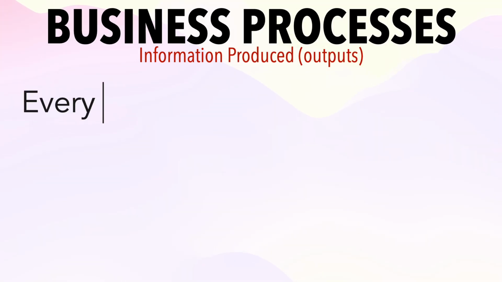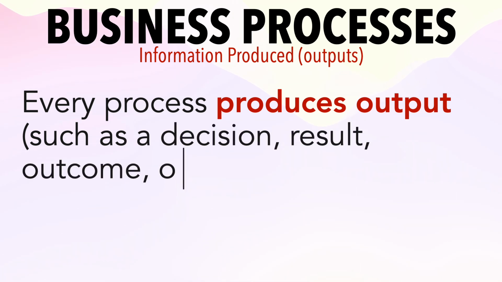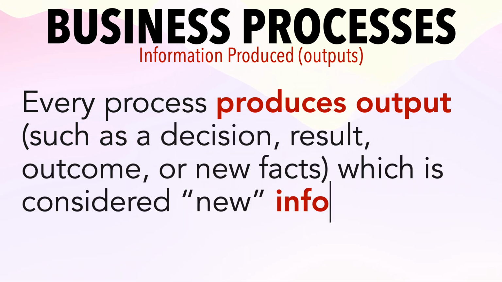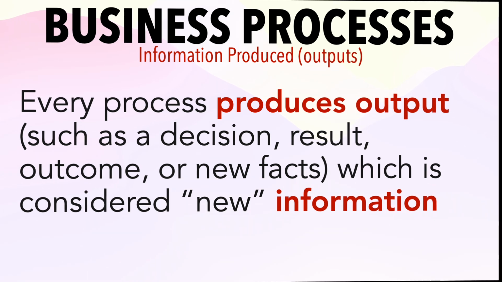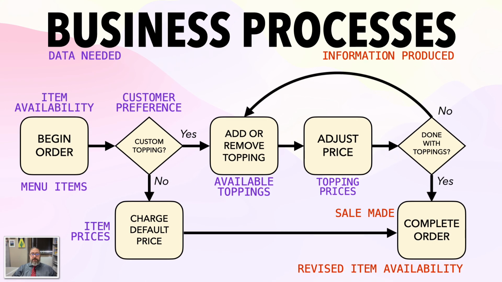Similarly, every process has outputs. That is, every process produces output, such as a decision, a result, an outcome, or new facts, which are considered new information. So when an order is completed, that's a sale that's been made. There's also a revision in the items available since we've just sold some items.